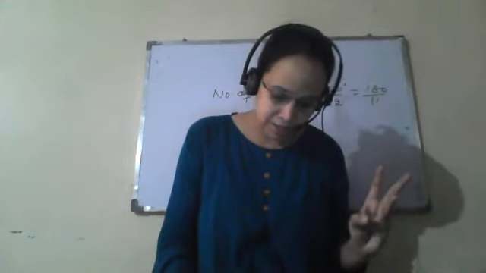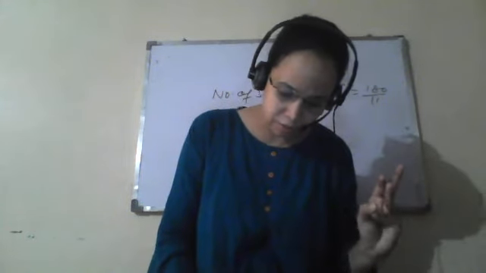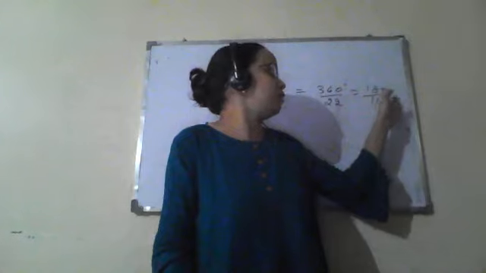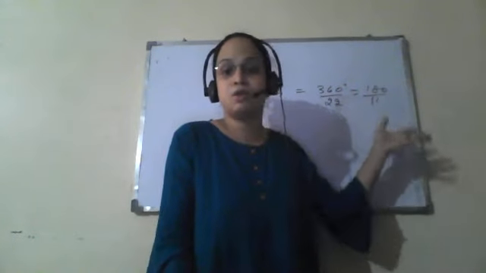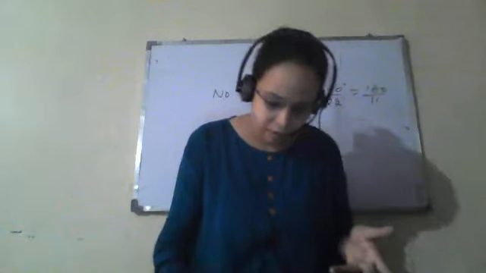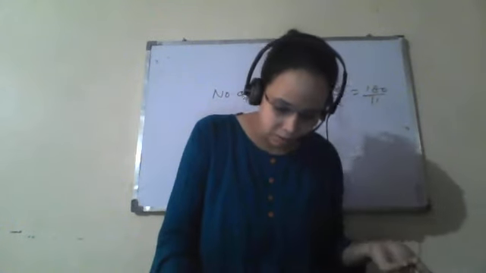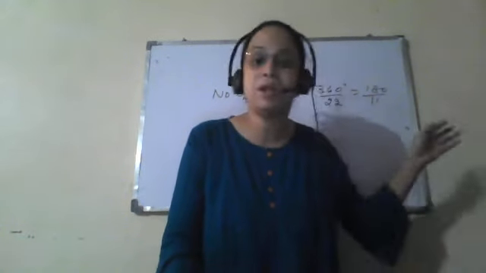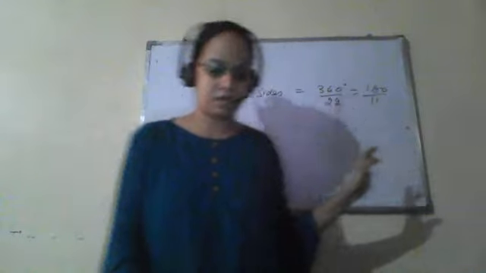B part is, can it be an interior angle of a regular polygon? If the number of sides is not coming as a whole number, so it is coming in fraction, then it is not possible to have it as a regular polygon. It cannot be the interior angle of a regular polygon as well.